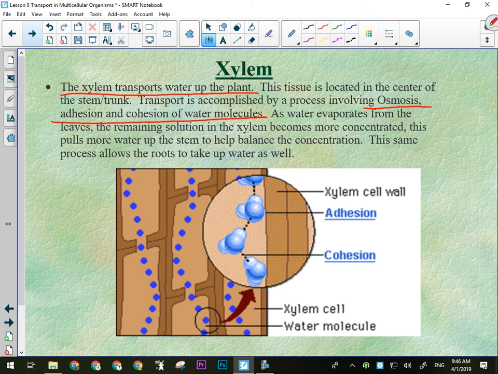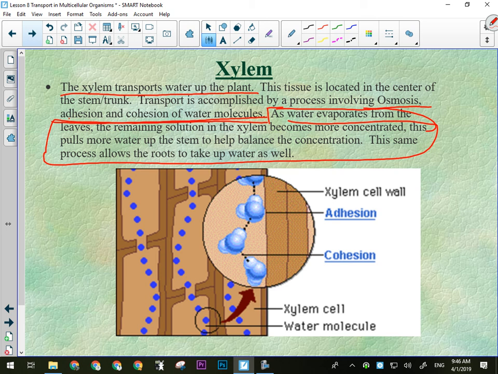As water evaporates from the leaves, the remaining solution in the spongy layer in the xylem becomes saltier, more concentrated. That pulls more water up the stem to balance it. And the same process allows the roots to take up water. So we have osmosis, adhesion and cohesion working together, and that's what this diagram is showing here.